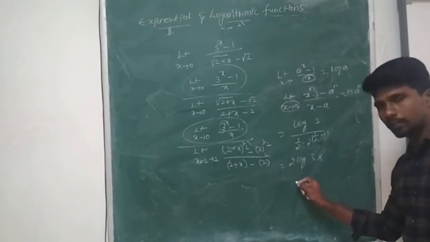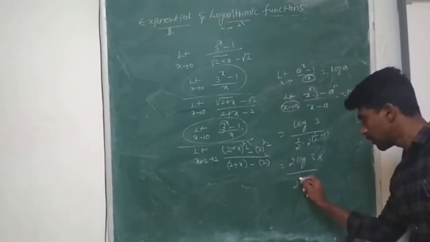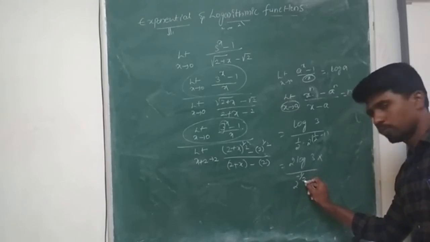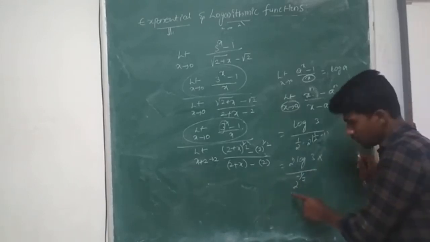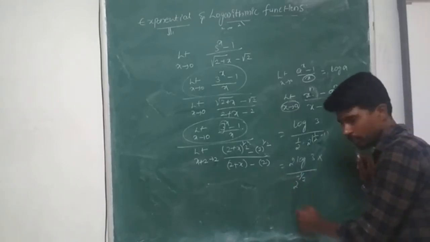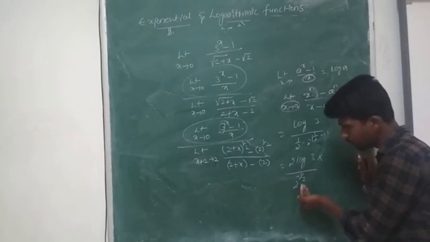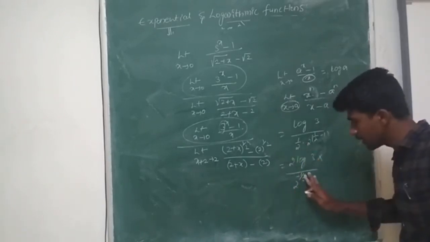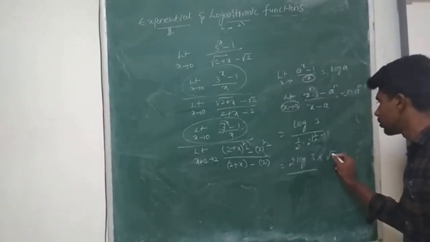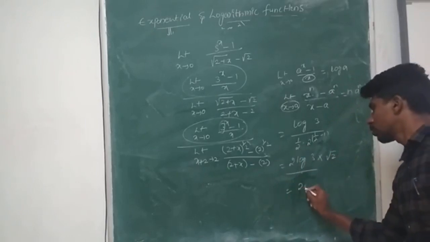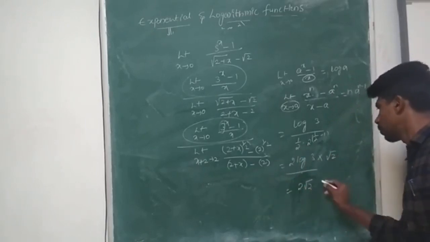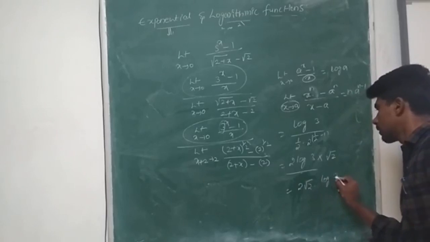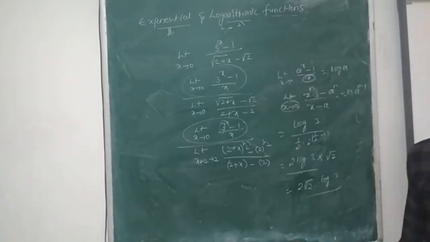So in the denominator we get 1 by 2 times 2 power minus 1 by 2, which is nothing but 1 by root 2. You can transfer it to the numerator, then it becomes root 2. Final answer: 2 root 2 into log 3.